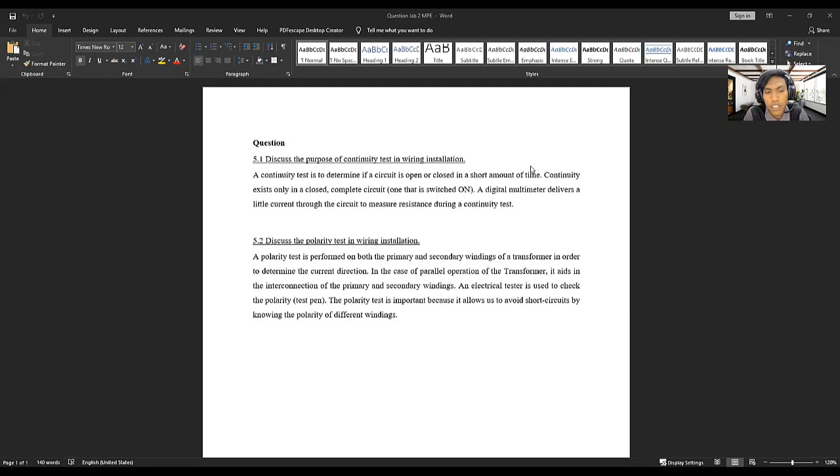A polarity test is performed on both the primary and secondary windings of a transformer in order to determine the current direction. In case of parallel operation of the transformer, it aids in the interconnection of the primary and secondary windings. An electrical tester is used to check the polarity, which is the test pen. The polarity test is important because it allows us to avoid short circuits by knowing the polarity of different windings.